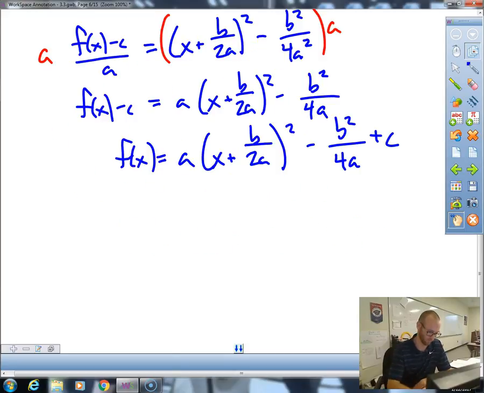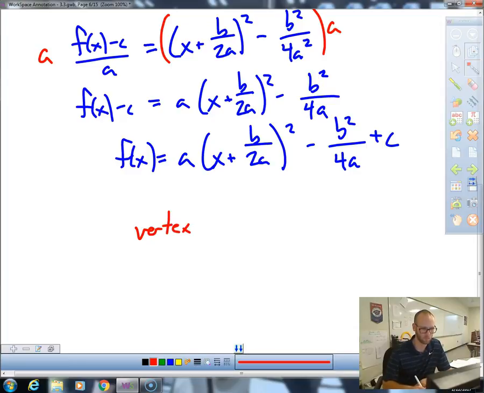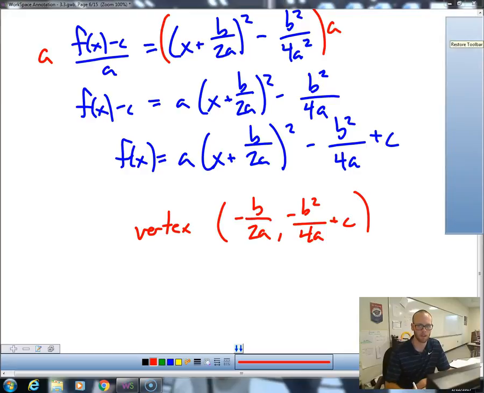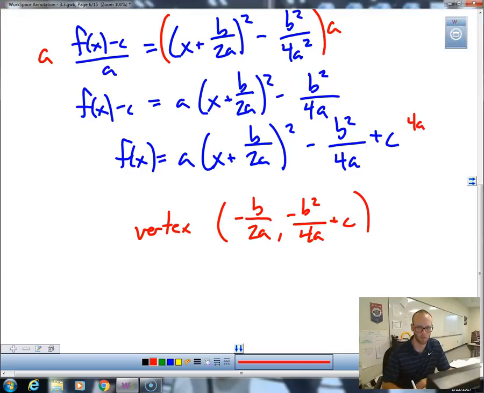Ta-da! We did it. What's the vertex? Ooh, bad handwriting. Vertex: negative b over 2a, comma, negative b squared over 4a plus c. Now if I wanted, I could get a common denominator here. Actually, why don't I do that? That's a 4a over 4a, so this would be really what? Negative b squared plus 4ac over 4a. That looks a little bit better.